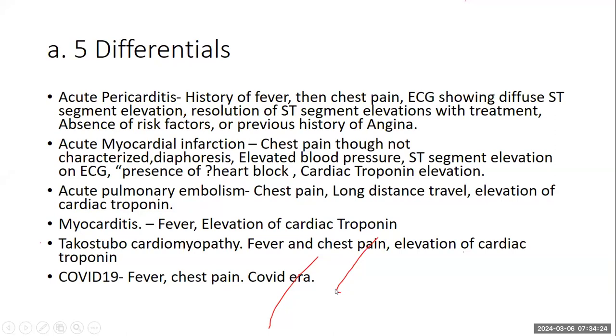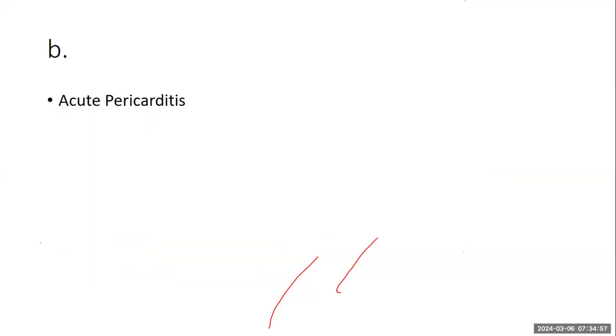Myocarditis could also be a differential because of the history of fever and the elevated troponin. COVID too, because I figured that the question was set during the COVID era, and we know that COVID could present with fever and chest pain, but we are not given the telltale symptoms of COVID in the question, like sore throat or anosmia. I also thought of Takotsubo cardiomyopathy because of the chest pain, but we are not given a history of this event being preceded by stress or emotional instability. So my most likely diagnosis is acute pericarditis in this patient.